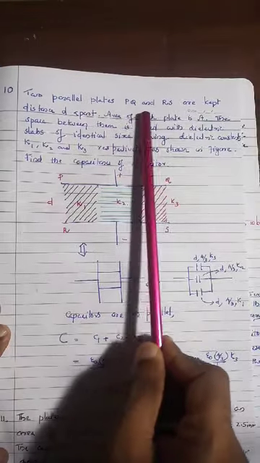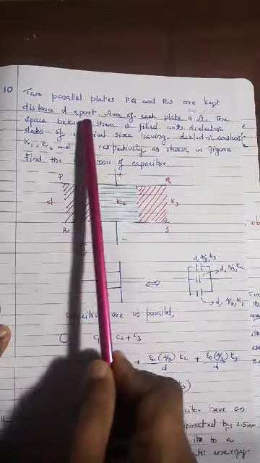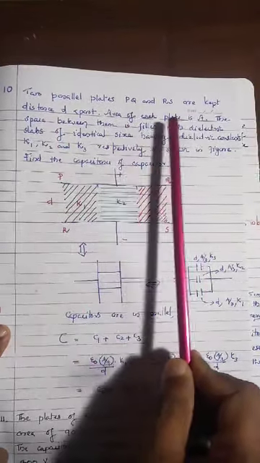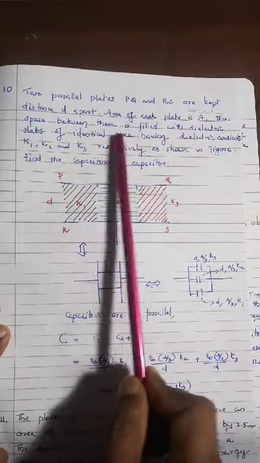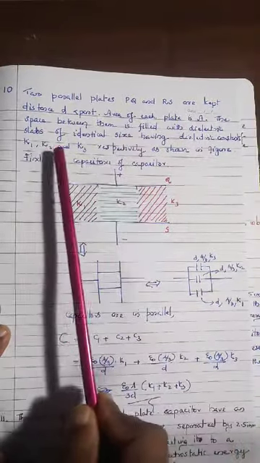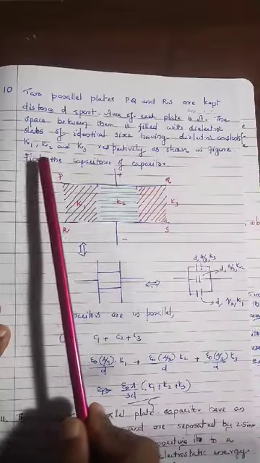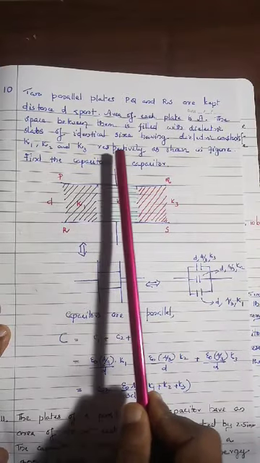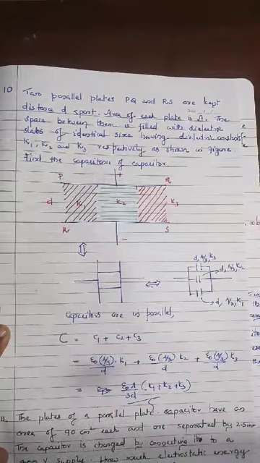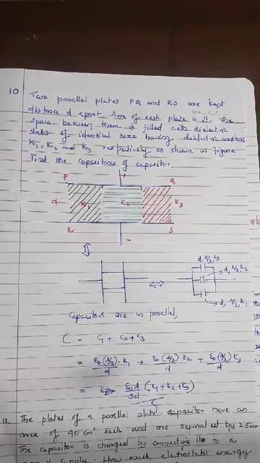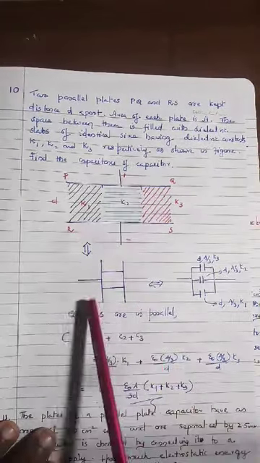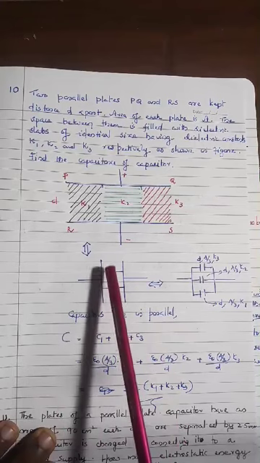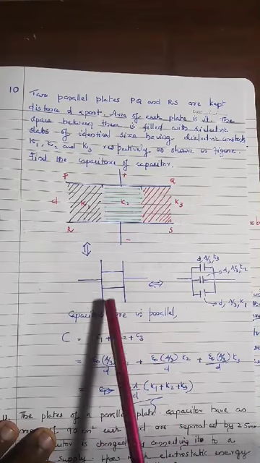Two parallel plates PQRS are kept distance D apart. Area of each plate is A. The space between them is filled with dielectric slabs of identical size having dielectric constants K1, K2, K3 respectively. Then the capacitance of the capacitor is... So the three materials are there, K1, K2, K3.